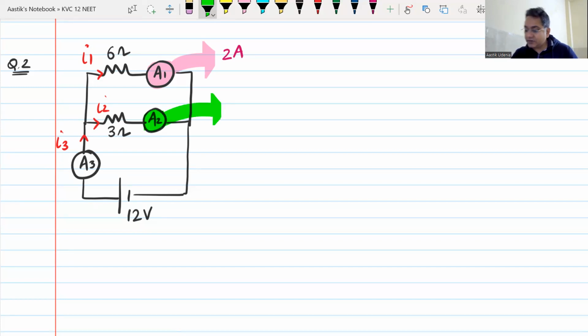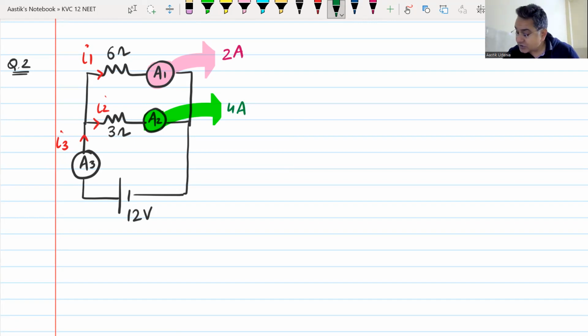Then similarly, you can find out the reading in this emitter A2. 12 volt is connected across 3 ohms. So you will have 12 divided by 3. 4 ampere would be the current in this branch.